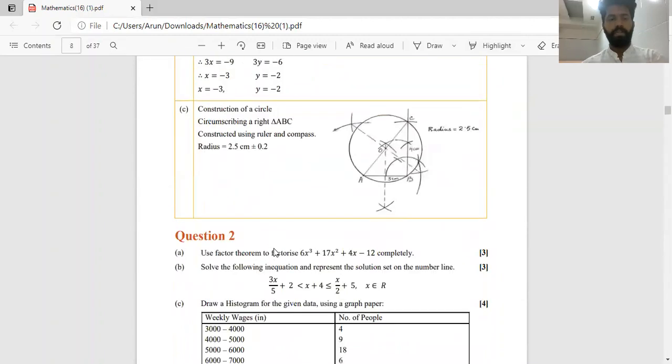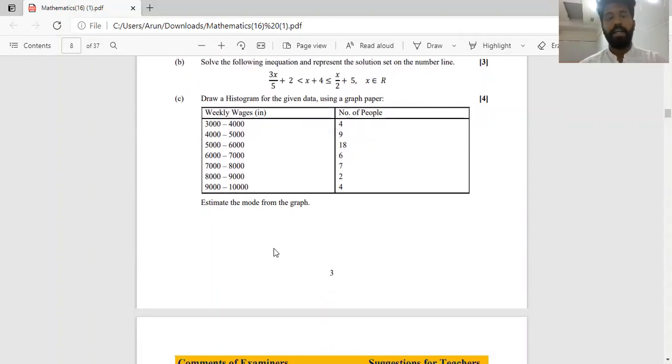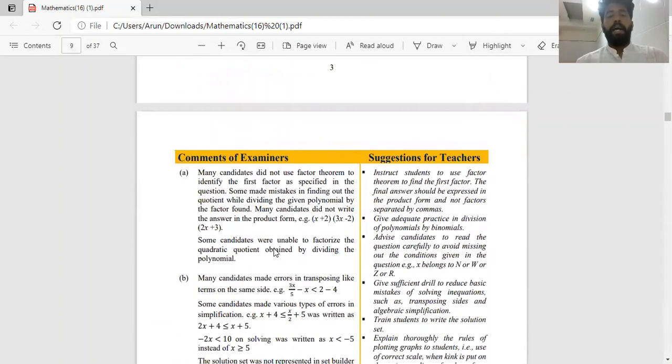We'll directly go to question number 2A. Question 2A is: use factor theorem to factorize 6x cube plus 17x square plus 4x minus 12 completely. So in this, first of all, you have to find the first factor using factor theorem.